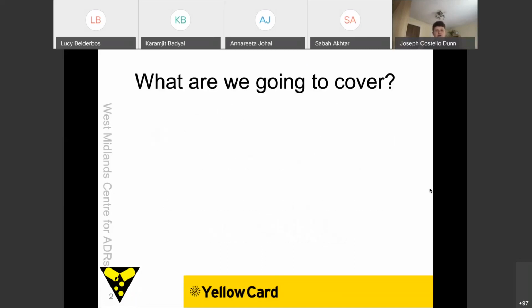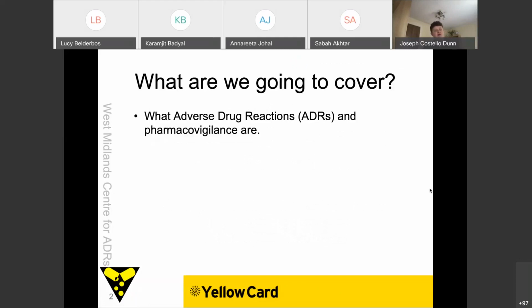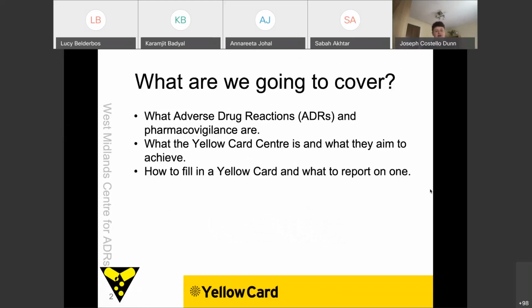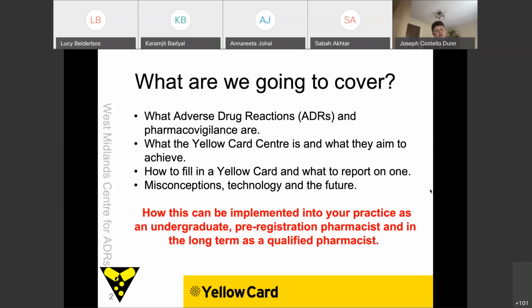So in this presentation, we're going to cover what adverse drug reactions are and what pharmacovigilance is, what the yellow card centre is and what they hope to achieve, how to fill in a yellow card and what to report on a yellow card, the misconceptions about reporting on yellow cards, and how technology can have an influence in the future of the yellow card. And most importantly, we hope that you'll gain something that you can hopefully implement into your practice as an undergraduate, pre-registration, or qualified pharmacist or healthcare professional.